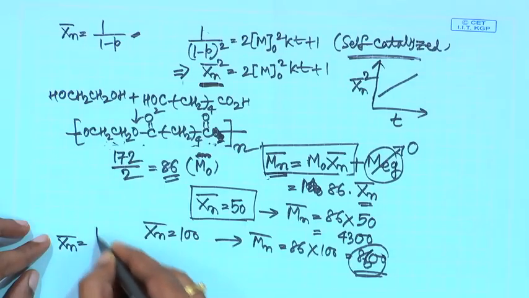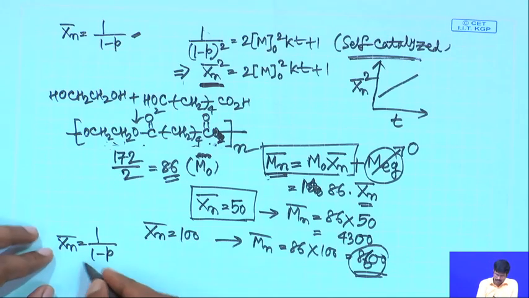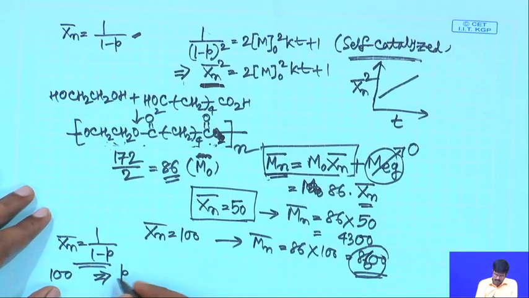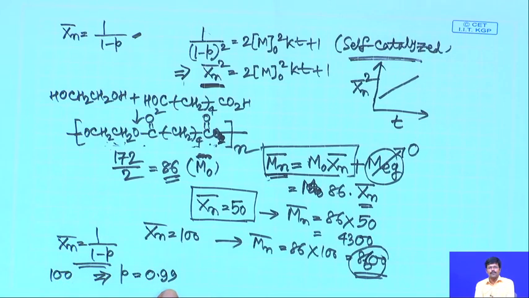Now in order to achieve this value of xn bar, whatever the degree of polymerization, how much does the reaction have to proceed? This will be given by your Carothers equation. You know your Carothers equation is xn bar equals 1 divided by 1 minus p. So in order to get xn bar 100, if you put that value here, what is the value of p? The conversion or the extent of reaction is 0.99. So you need 99% conversion in order to get an xn bar of 100, which will give you only a molecular weight of 8600 for this particular system.